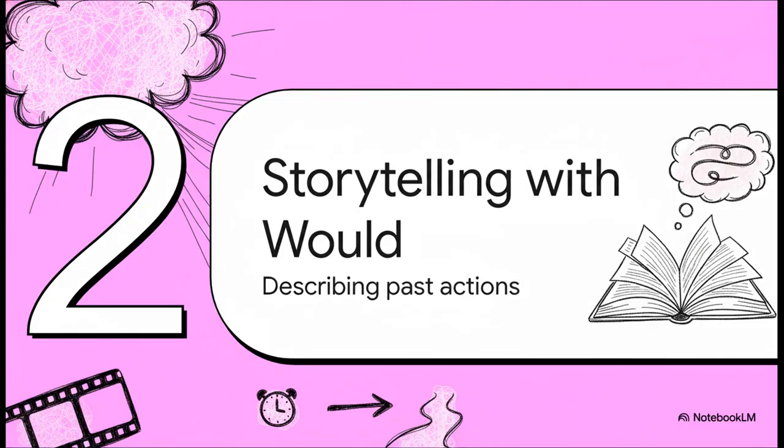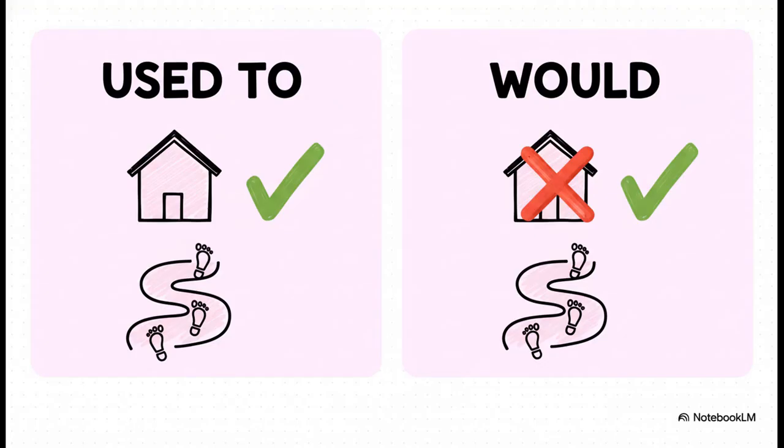Now, there's actually another way we can talk about the past, and that's by using the word would. This one is a little different. It's less about just stating a dry fact and more about painting a picture. It's absolutely perfect for storytelling. And this slide shows the most important difference you have to remember. Used to is pretty flexible. It works for states, like I used to live in Scotland, and for actions, like I used to walk to school. But would? Nope. Would is only for repeated actions. You just can't say, I would live in Scotland. It sounds wrong. It just doesn't work for states.